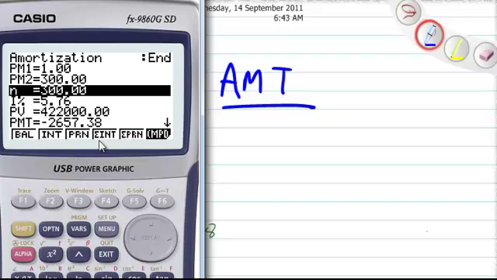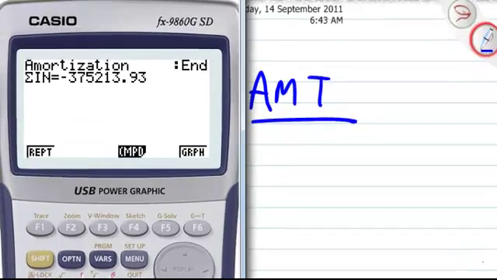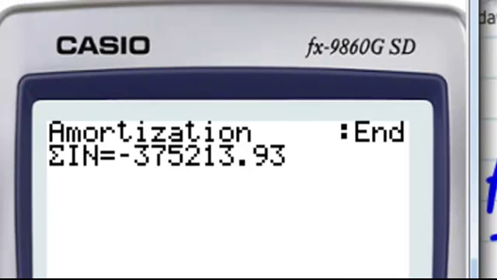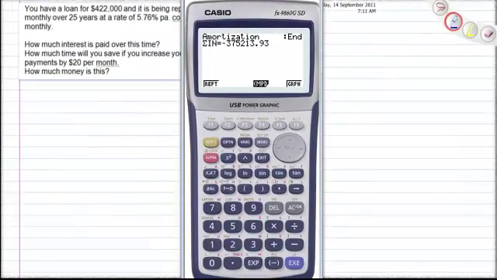And across the bottom here, we want to find sigma int. We want to find out how much interest we're paying back. If you go sigma int, you'll end up with $375,213.93. So you're paying a substantial amount of interest on that loan, $375,000, nearly the same amount as what you borrowed. You borrowed $422,000, and you're paying back $375,000 in interest. So it's pretty huge.